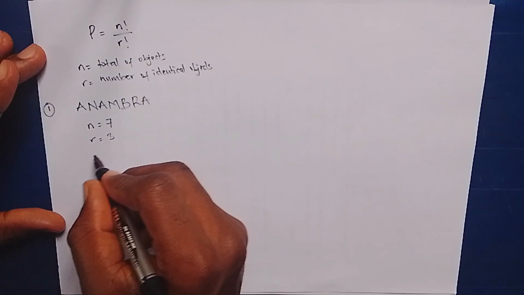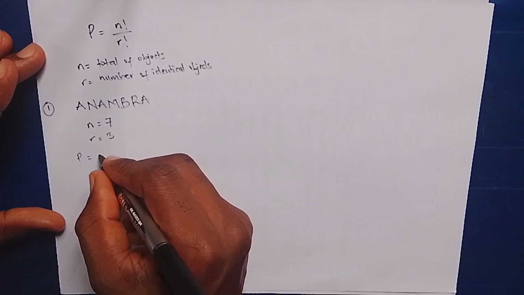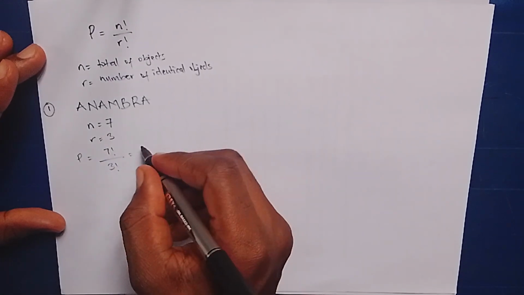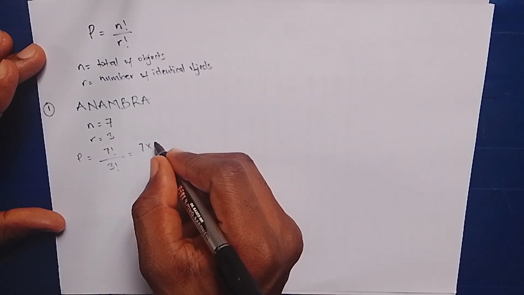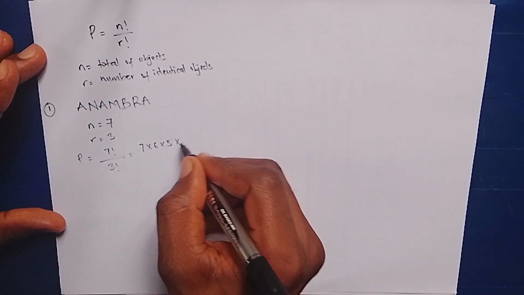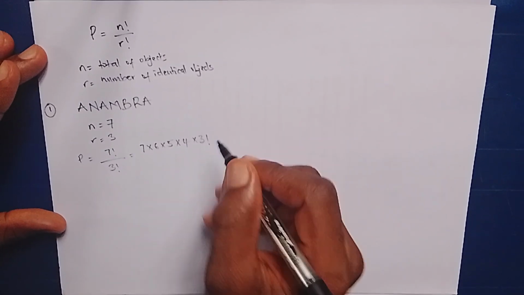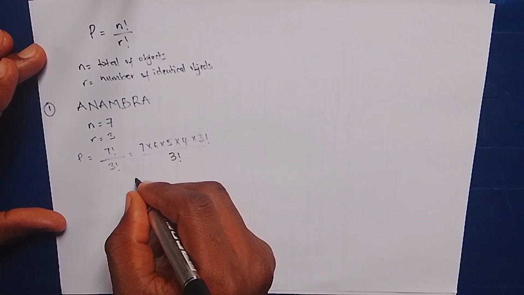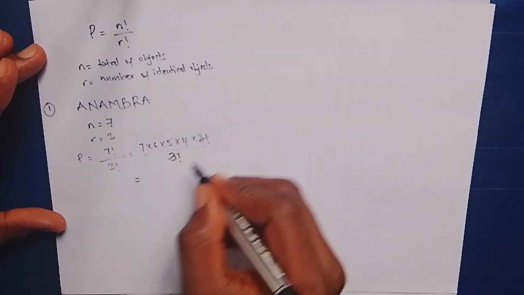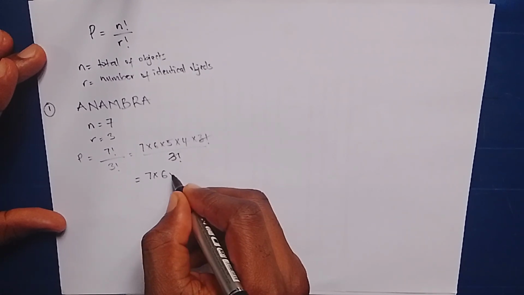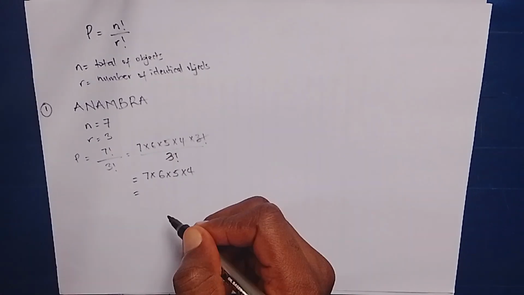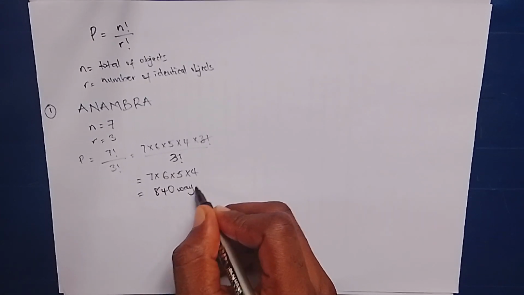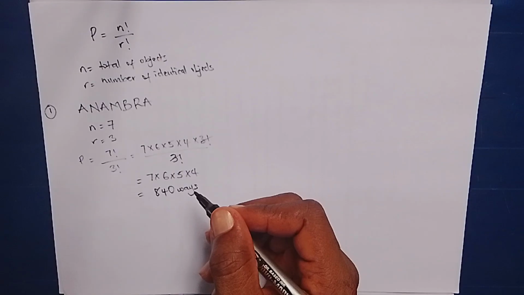So the number of arrangements, P in this case, is equal to 7 factorial over 3 factorial. This is equal to 7 times 6 times 5 times 4 times 3 factorial over 3 factorial. Cancel the 3 factorial, so we have 7 times 6 times 5 times 4, which is equal to 840 ways.